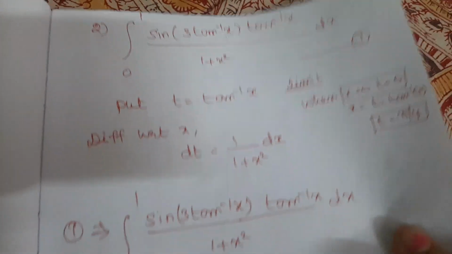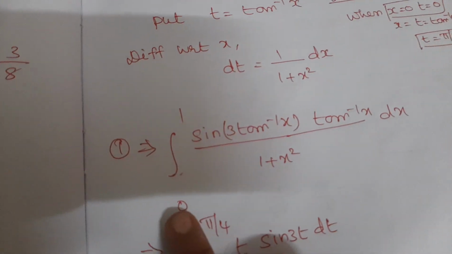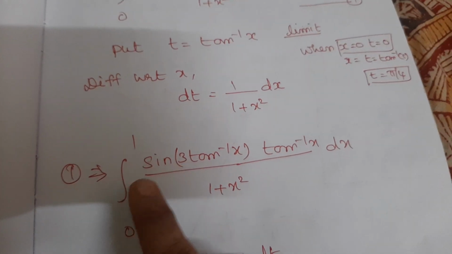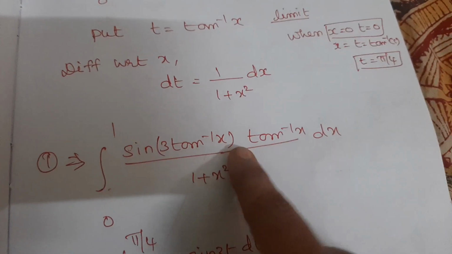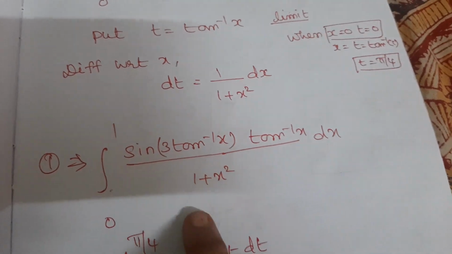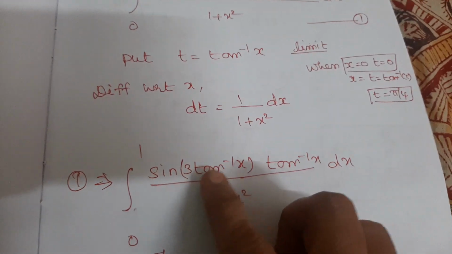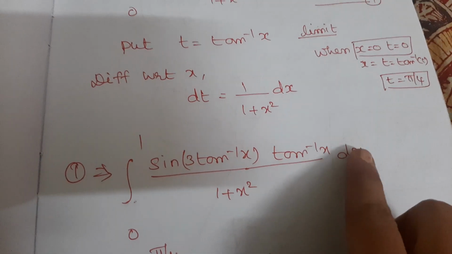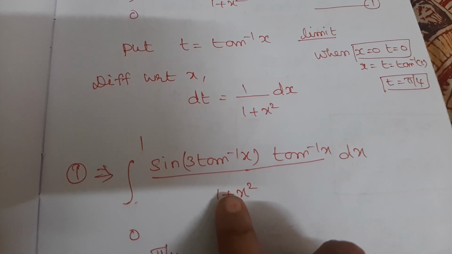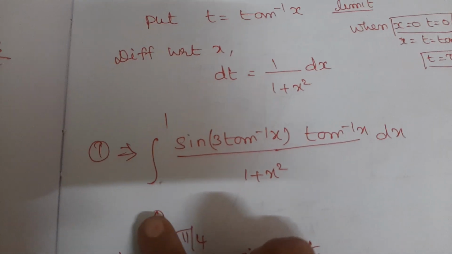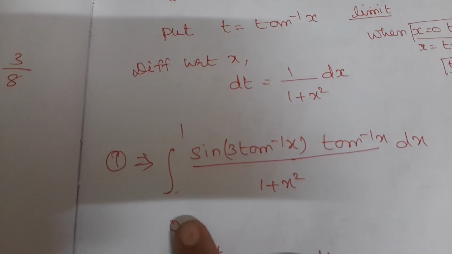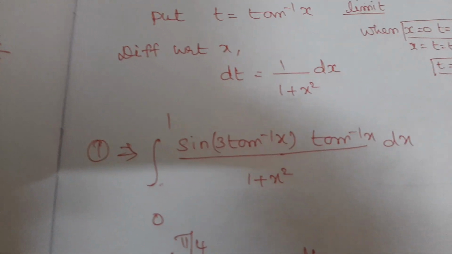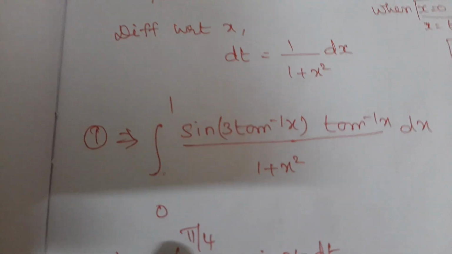So this first equation can be rewritten as the integral from 0 to 1 of sine of 3 tan inverse of x, dx by 1 plus x square. I want to change this tan inverse of x as t, and this dx by 1 plus x square also as dt. But we want to change the limits of this function. This is a limit given for x, and I want to convert this limit in terms of t.